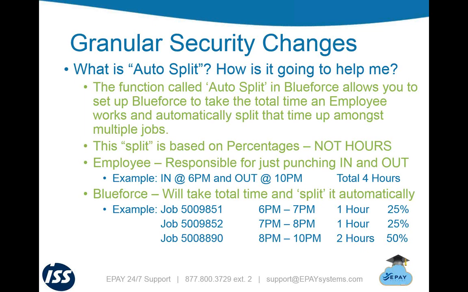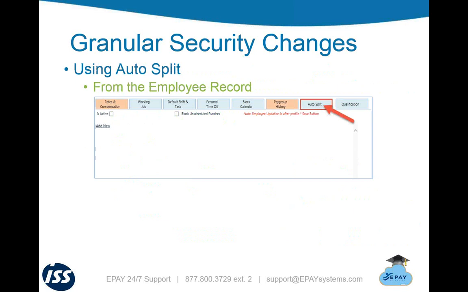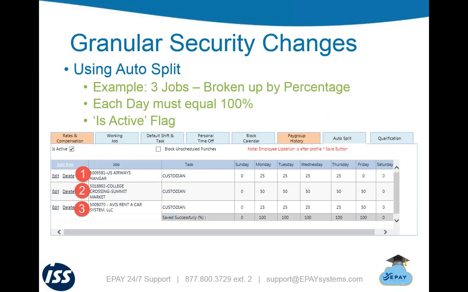Now, it's a very simple setup, and I'll go into Blueforce and demo this a little bit. But the process of Autosplit: you go to the employee record. There is a tab on that employee record called Autosplit. You basically will have the option to click on that, at which point you can then create the Autosplit breakout however you like. My example is shown here where I have 3 days of the week, and this employee actually happens to work Monday, Tuesday, Wednesday, and Thursday, the same 3 jobs all the time.